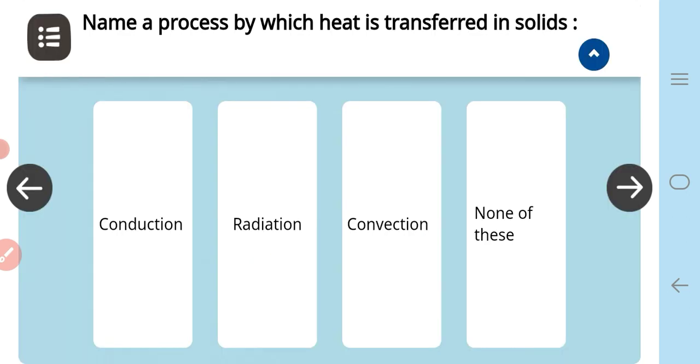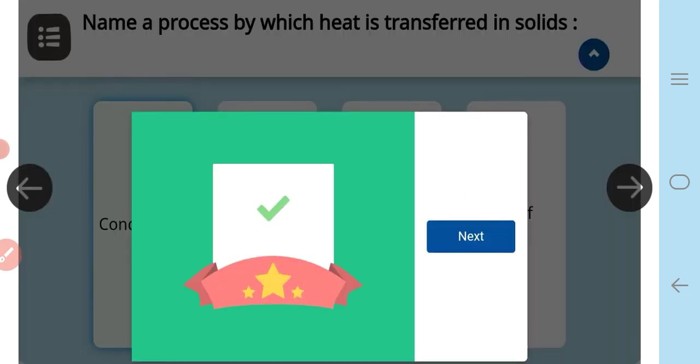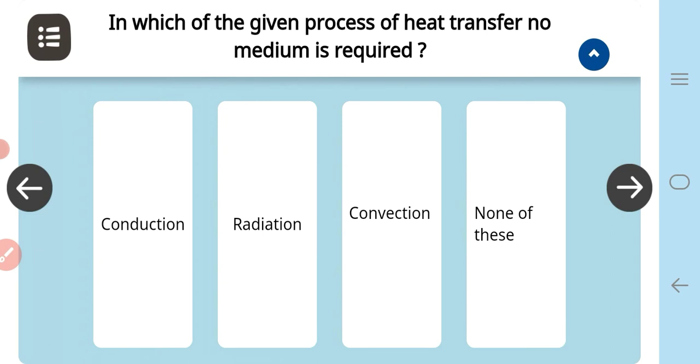Next, name a process by which heat is transferred in solids. If you have read the chapter, you should know that heat transfer in solids is done by the process of conduction. Next, in which of the given processes of heat transfer is no medium required? Conduction requires a medium, convection also requires a medium, but radiation does not. So the answer is radiation.